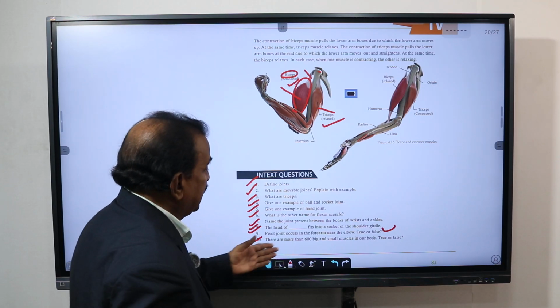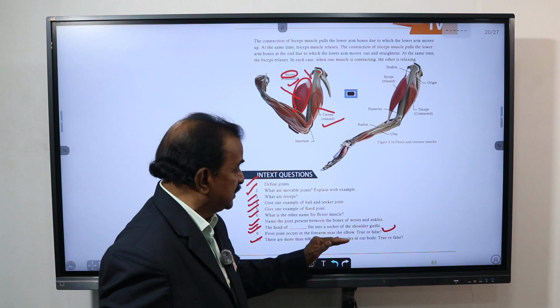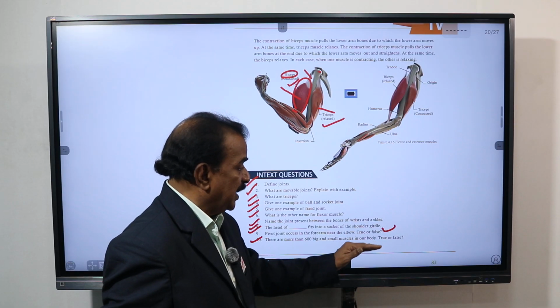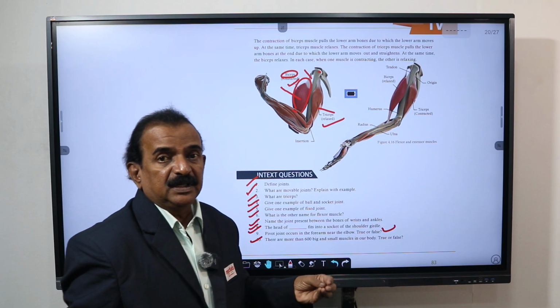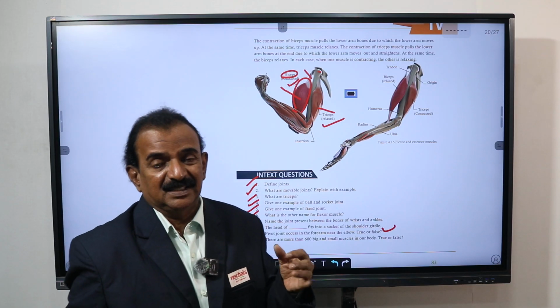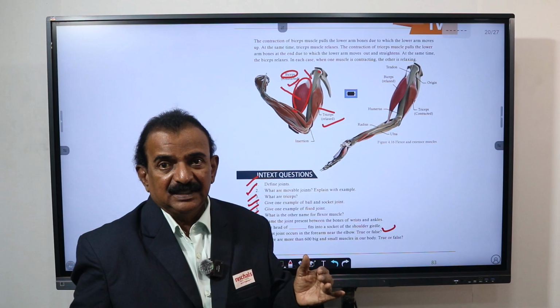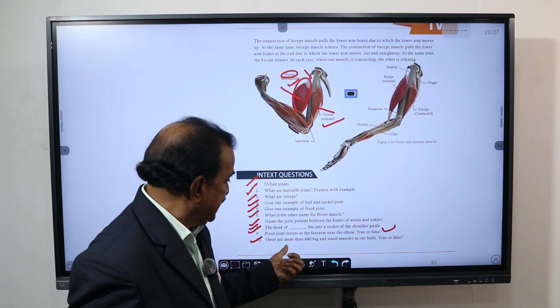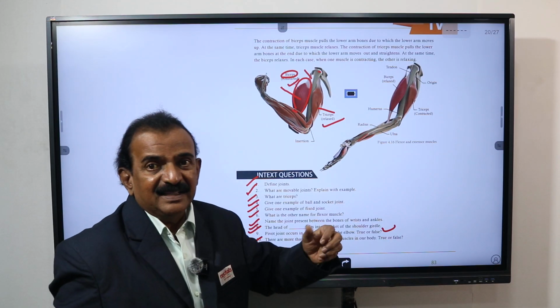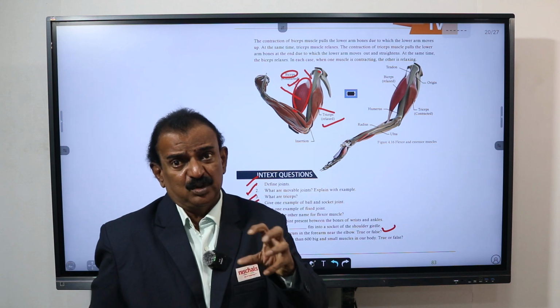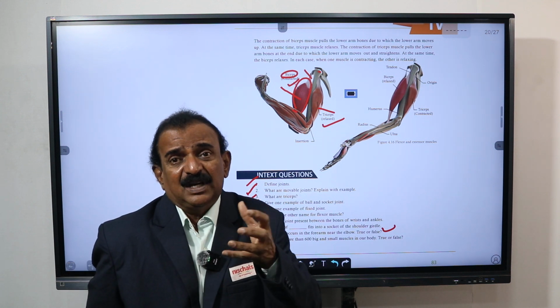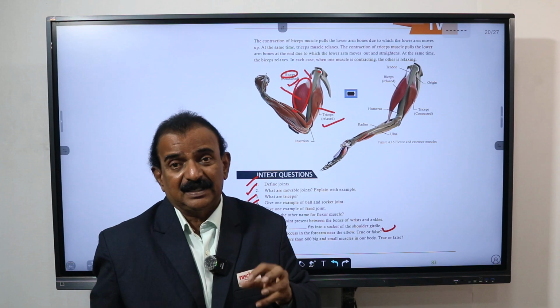There are more than 600 big and small muscles in our body. True or false? True. Our body consists of more than 600 muscles, and the number of bones is 206. These muscles help the bones move and allow the movements of our body parts and joints.